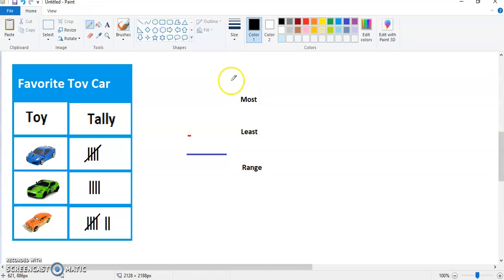Okay, so here we are. It's the same thing. Your favorite toy cars. Some friends chose blue, some friends chose green, some friends chose orange. Let's go ahead and look really quickly to figure out how many friends chose it in all. So here we go. I see 4 tally marks and a slash. That means 5. So I'm going to write that down.